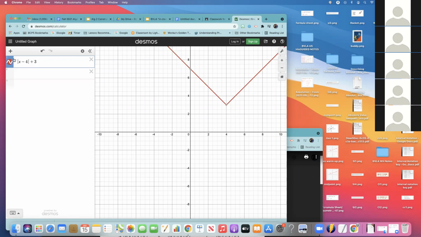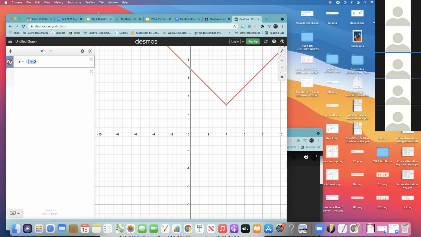Now you can change the steepness too. This is a little different, but if you have a negative, it flips it, right? And if you have a 2, it makes it narrower. And if you have a fraction like a half, then it makes it wider. Okay, so this right here is the horizontal shift, and this right here is the vertical shift.